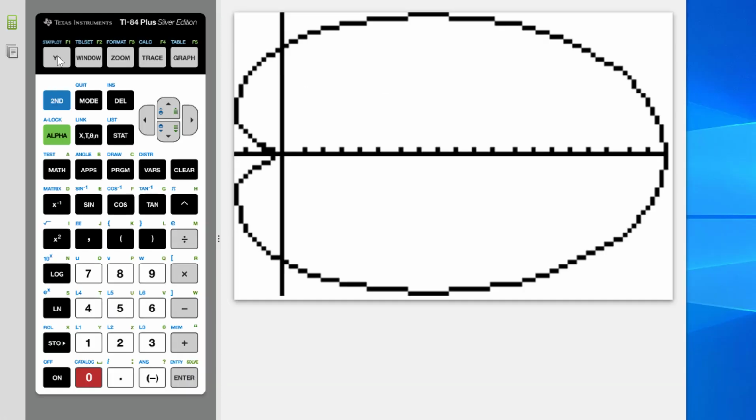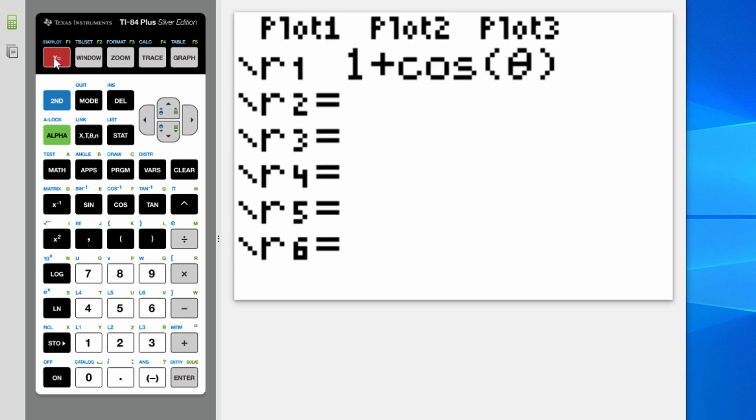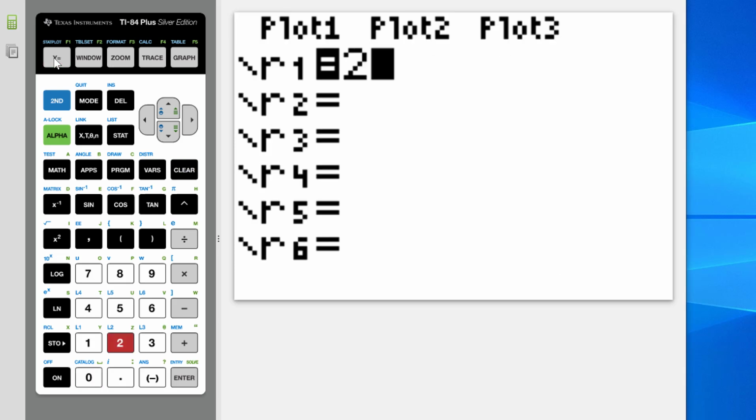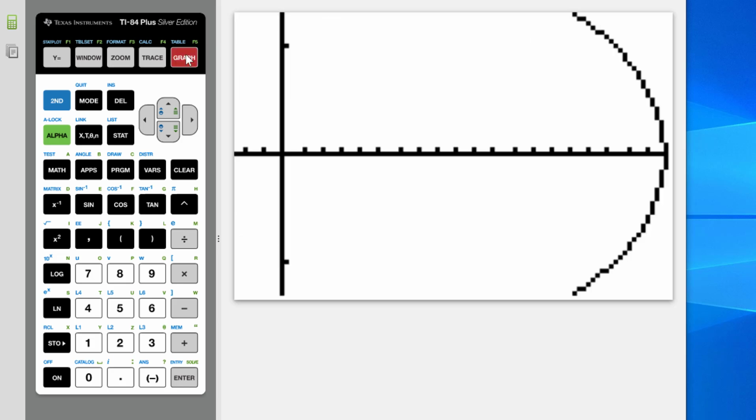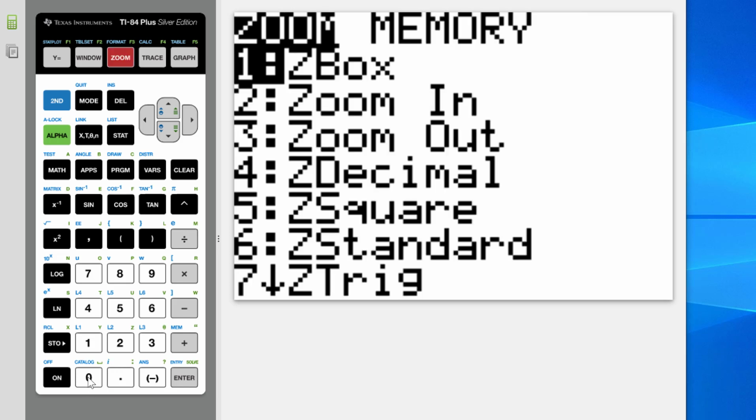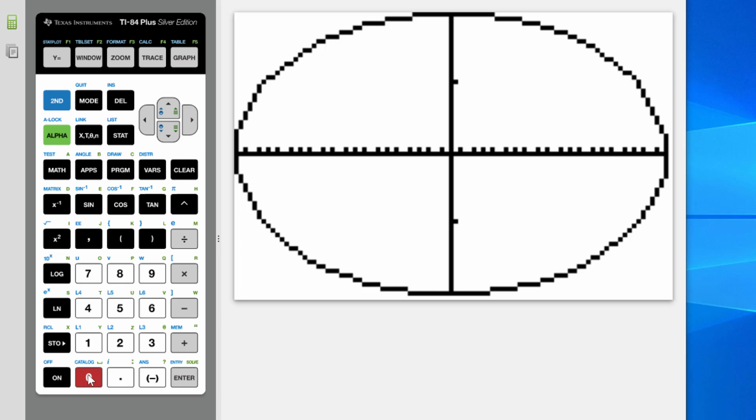Let's graph that to see how it looks. So I'm going to go to y equals, I'm going to clear this, and I'm going to put r equals 2, and I'm going to graph it. So again, we don't see the graph too well, but if we press zoom 0, this is going to give us a better graph. I hope this helps.